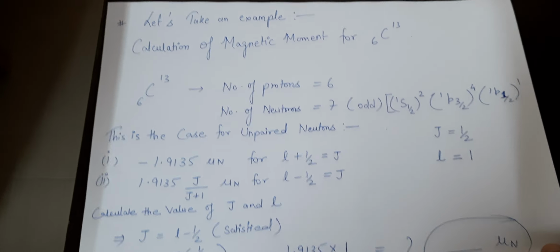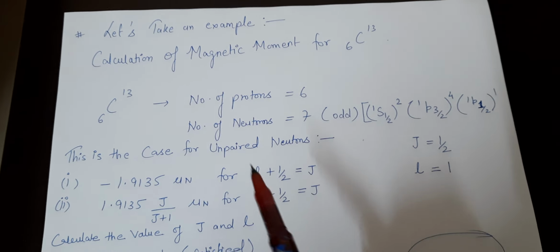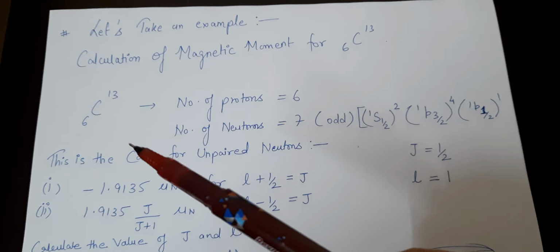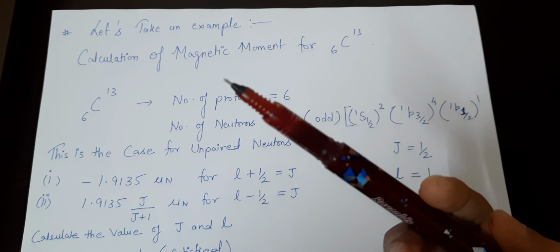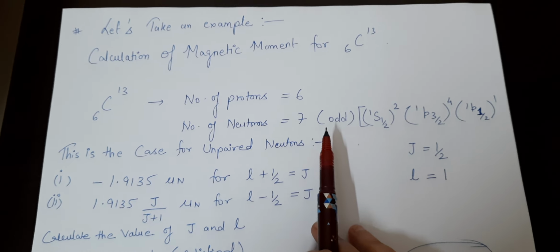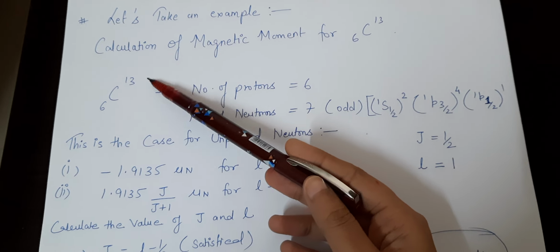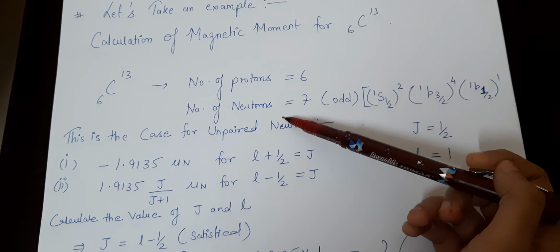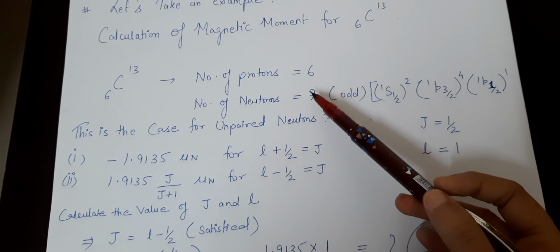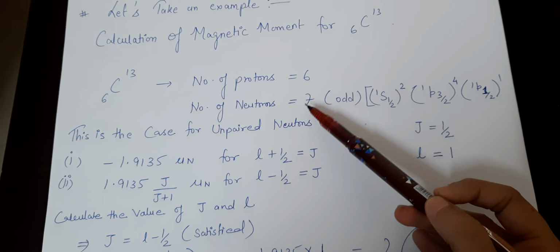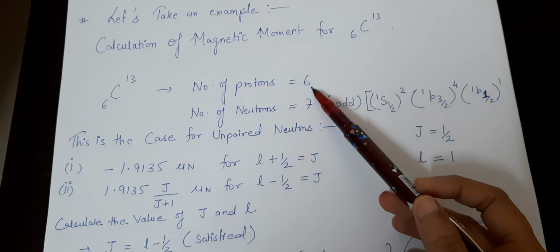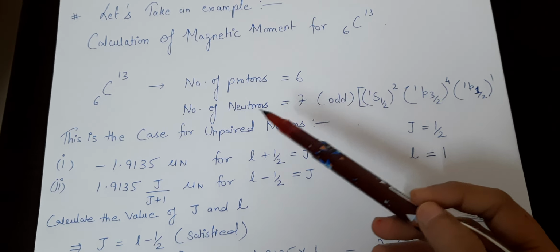After getting the value of J and L, you need to calculate the magnetic moment. I have already told you the formulas. Now here I am taking one example to tell you how you can calculate the magnetic moment of any nucleus. So let's take an example of carbon. Carbon here is 6 and 13. 6 here is the protons and 13 is the neutrons. So which one is odd? Neutrons are odd. So don't consider the protons since they are even in number. Just consider the neutrons.